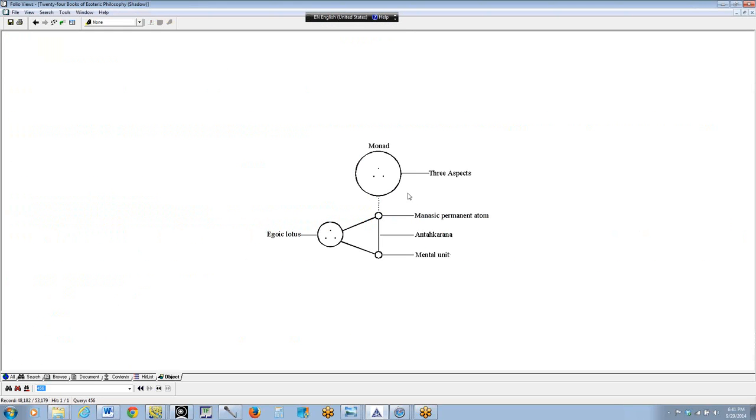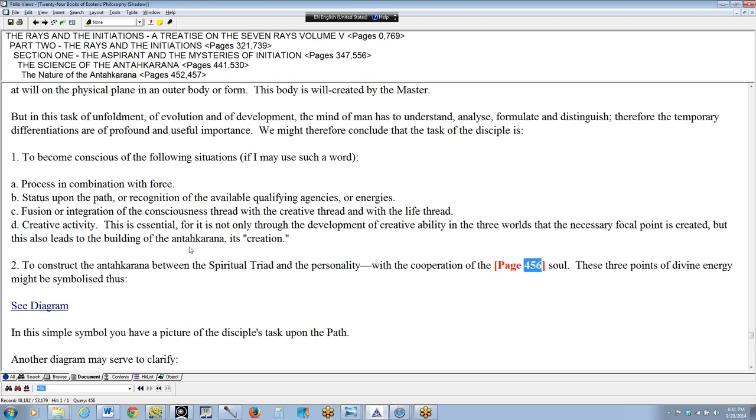So here's the triple monad. Here's the threefold egoic lotus. Here's the monadic permanent atom, the Antahkarana, and the mental unit. And the side-standing or bystanding soul is related to the monadic permanent atom and infusing the mental unit. So all these are involved in the process. Okay, in this simple symbol, you have the picture of the disciple's task upon the path.